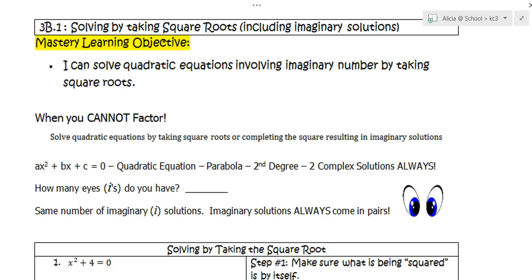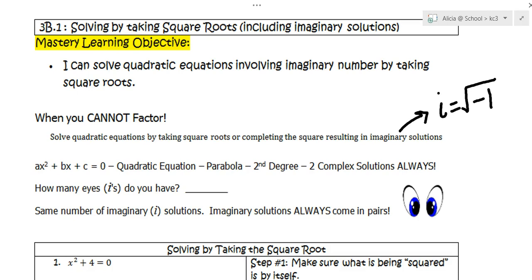So this whole section we're going to be taking the square root. When you cannot factor, solve quadratic equations by taking the square root or completing the square, which might result in some imaginary solutions. So remember, imaginary just means that it has a little i, which means you were taking the square root of a negative number. So that's what it means when we are solving and we get some imaginary solutions.